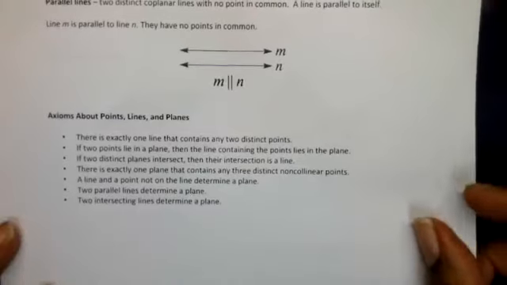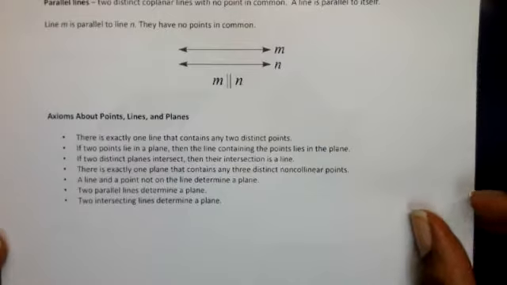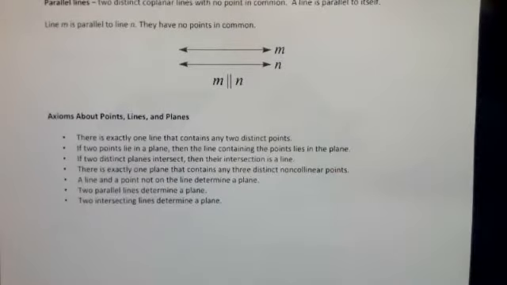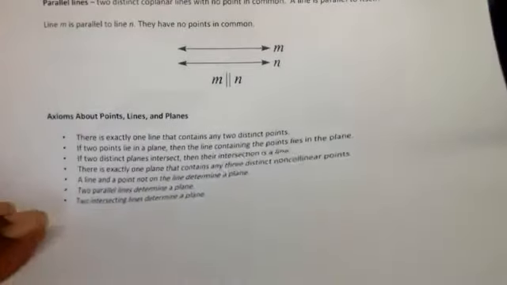Okay. And here are some axioms about point, line, and plane. First, there is exactly one line that contains any two distinct points, which I just got through talking about not too long ago. If two points lie in a plane, then the line containing the points lies in the plane. And if two distinct planes intersect, then their intersection is going to be a line.